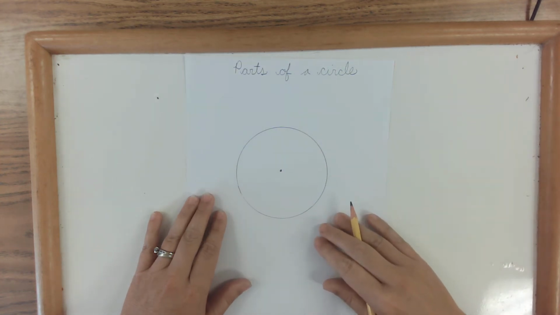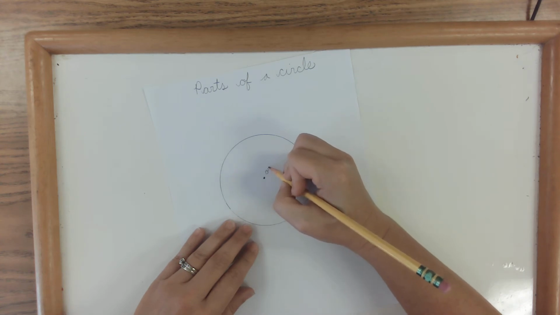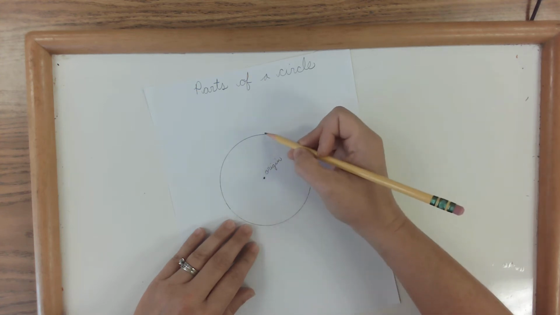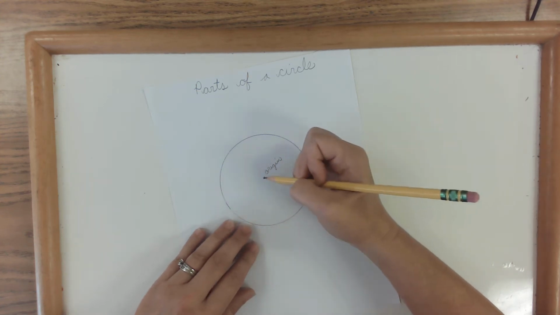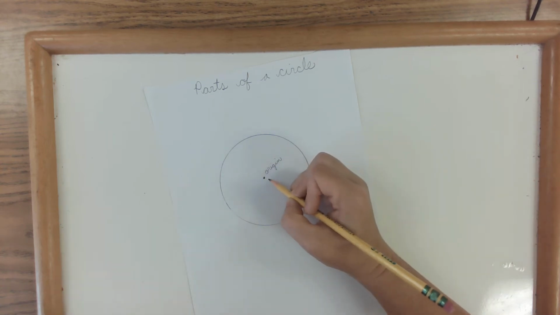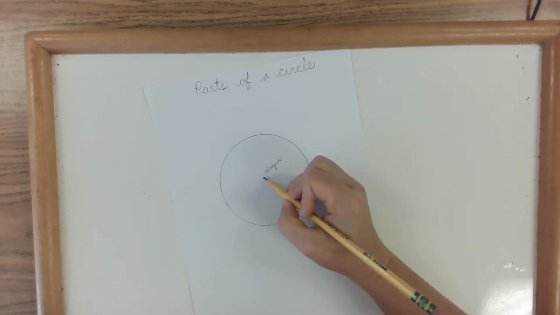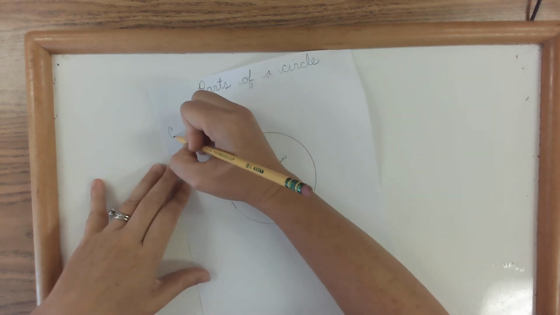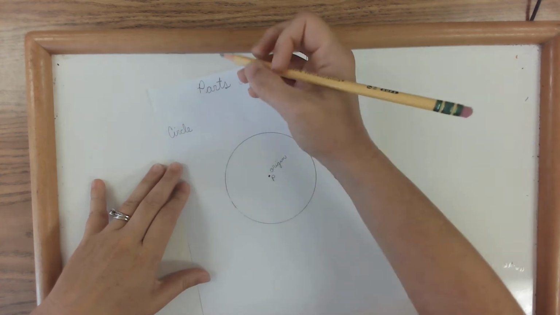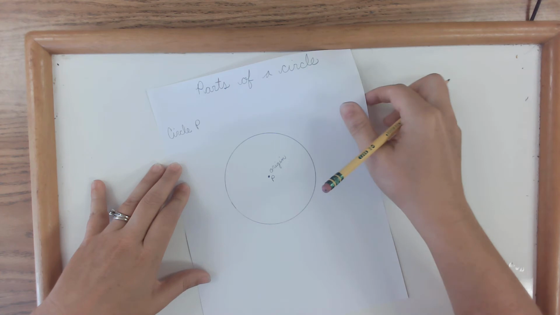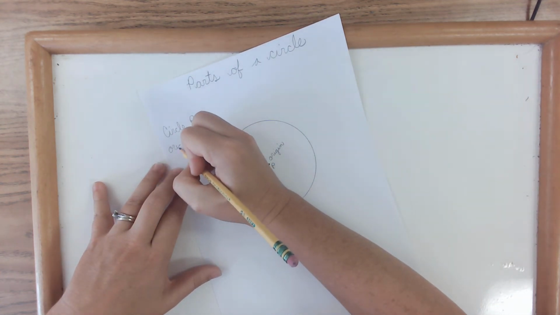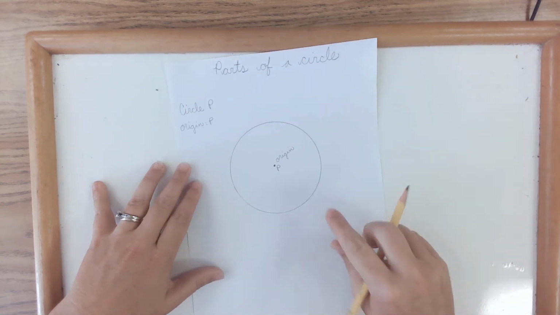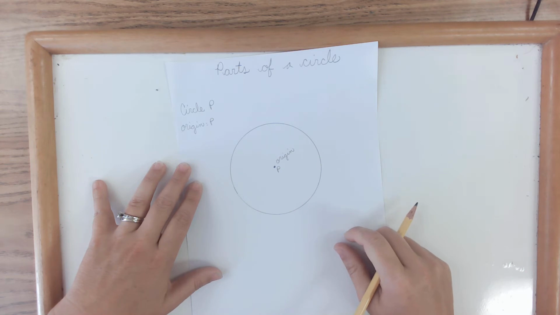This is called the origin. The origin is a point that is equal distance to any point on the circumference. I'm going to give this the letter P. The name of the origin is also the name of the circle. So this is titled Circle P. The origin is P. That's just the letter I've given that. You could make it any letter that you like.